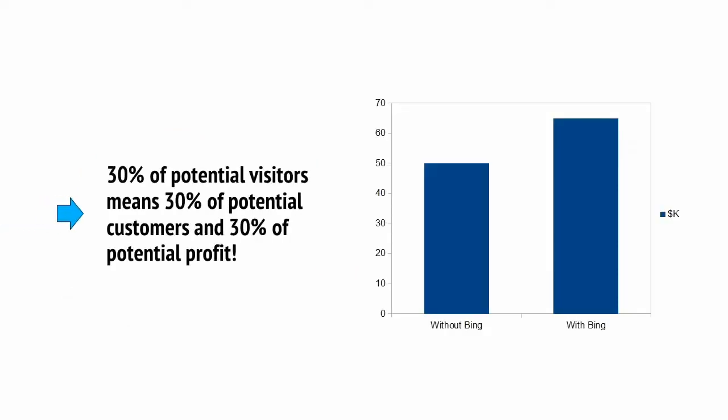30% of potential visitors means 30% of potential customers and 30% of potential profit. Instead of earning $50,000 a year from your website, you could be earning $65,000 a year just by paying attention to Bing. Now, that's a massive difference and a free holiday. And there are plenty more reasons to wake up to the reality of Bing as well.